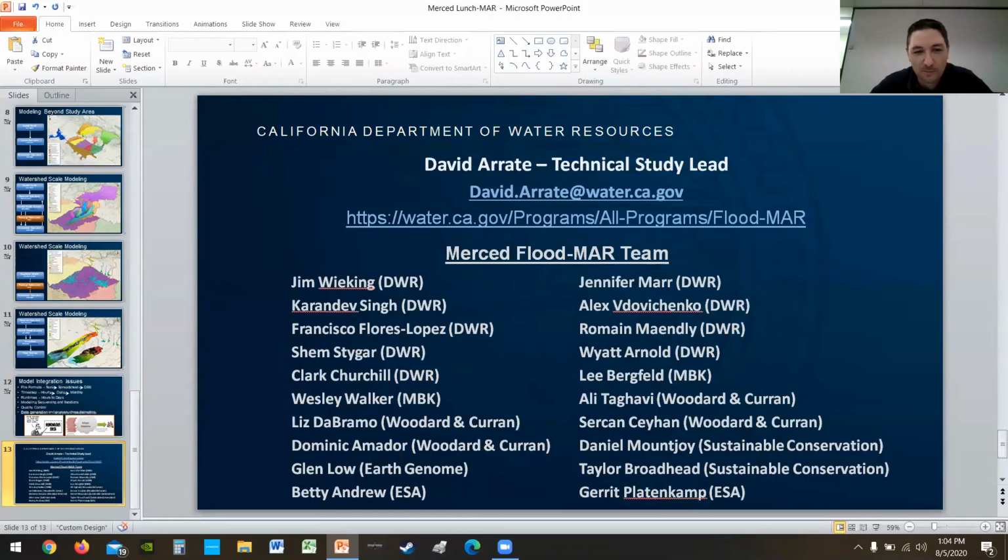So just a quick description of the study. We're looking at 3 levels of FloodMAR implementation. What we call our level 1 is just existing infrastructure, existing operations, and trying to skim whatever FloodMAR we can off of that. But then our level 2 would look into reservoir reoperations. And one of the things that we want to look into is FIRO, forecast informed reservoir operations.